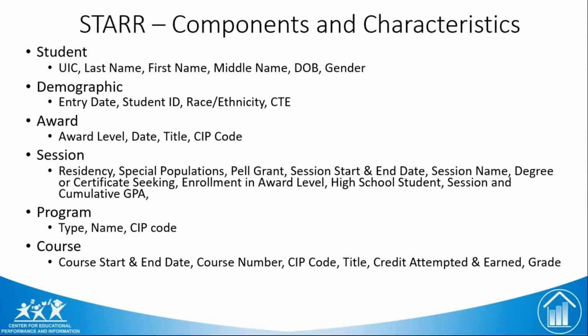At the session level, we have a lot of different information that we collect. Something that's new this year that I'll go over is special populations for Perkins reporting, and the Pell Grant to help with that Section 256 reporting requirement. We also look at the session start and end dates as well as all of the variations within the session, so the names, and we'll be looking at degree or certificate seeking at the session level for students, as well as high school student information. We also collect information about the programs that the students are enrolled in and all of the courses that the students are enrolled in at the session level.